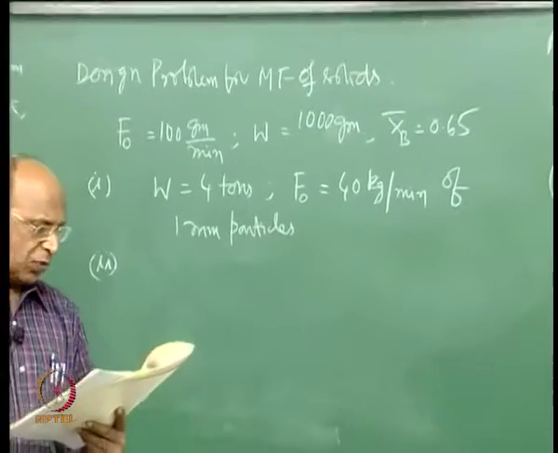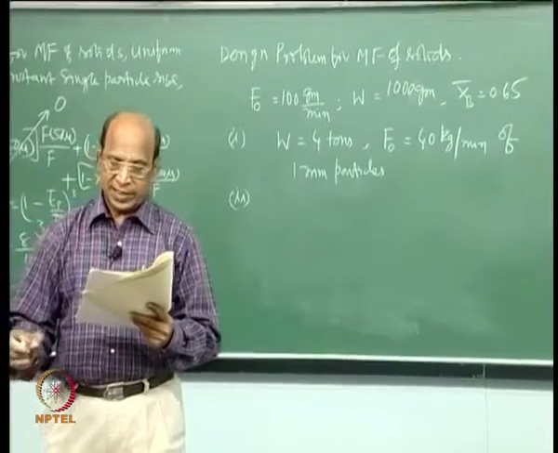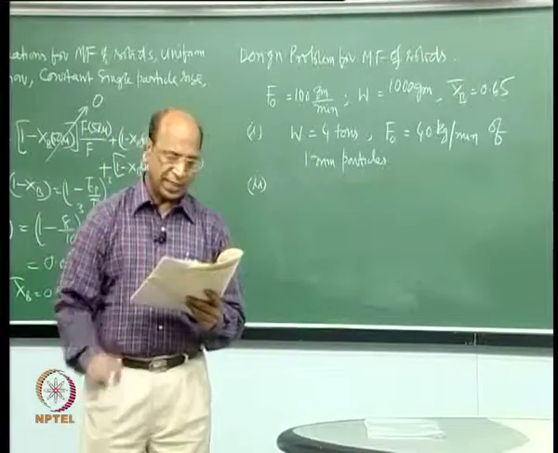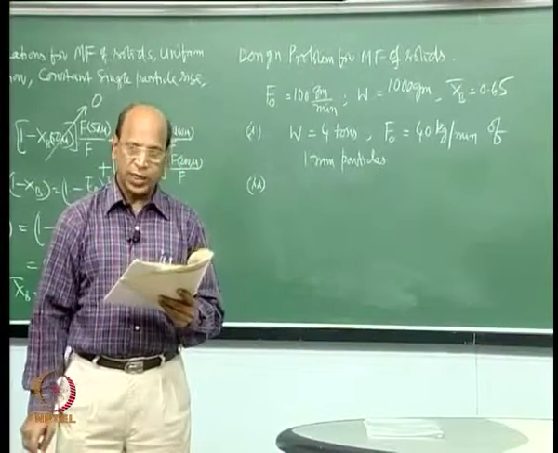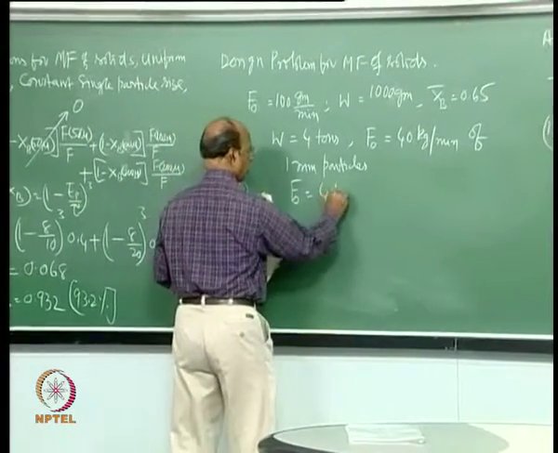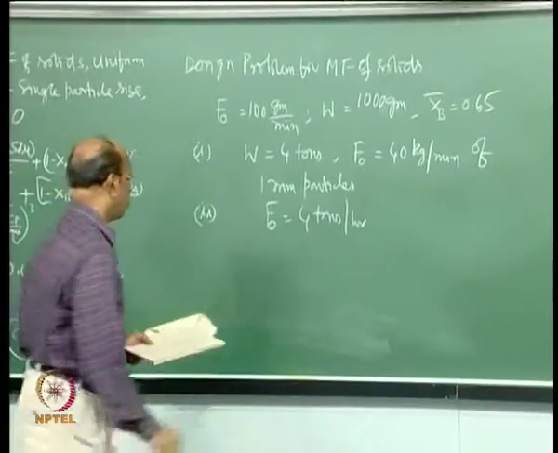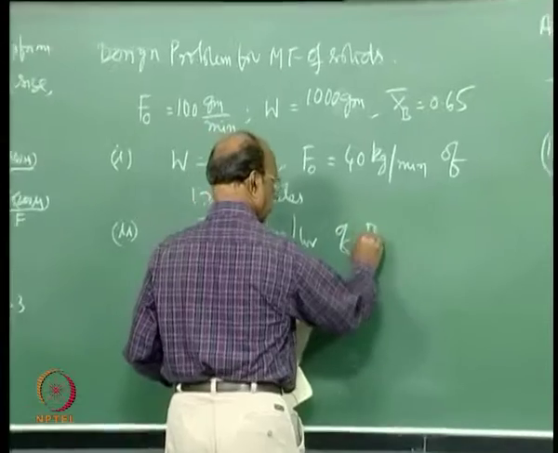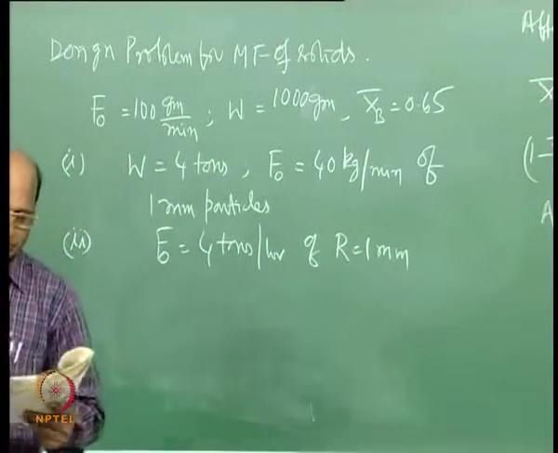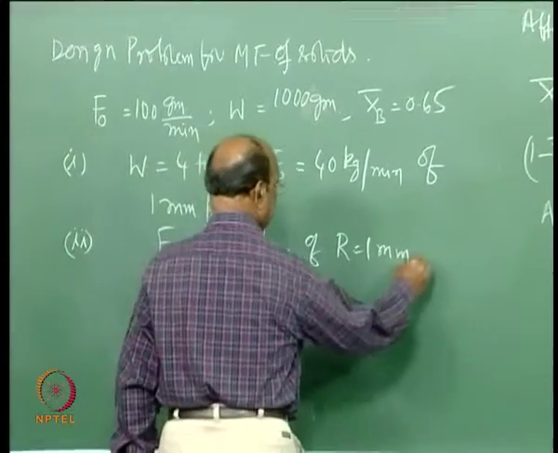Number 2, find the size of a single fluidized bed reactor needed to treat 4 tons per hour, that means here F naught is given, 4 tons per hour of 1 mm particles, again same particles, to 99% conversion.